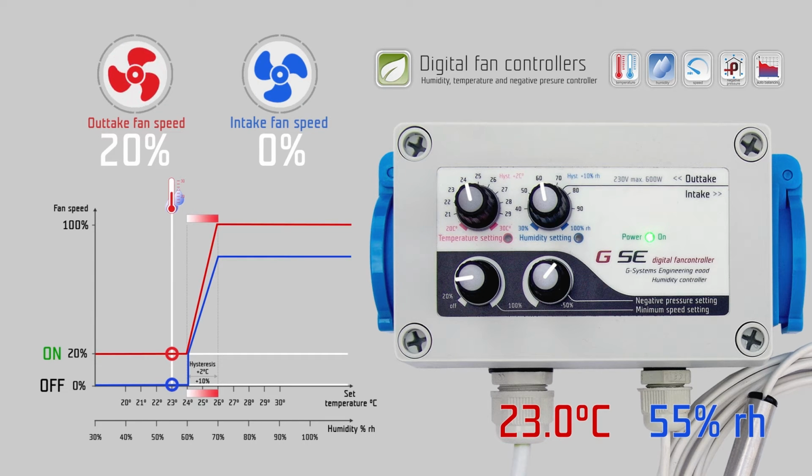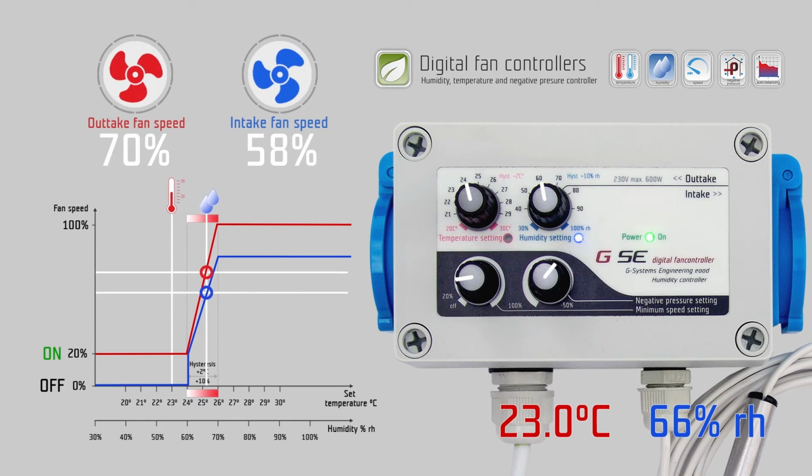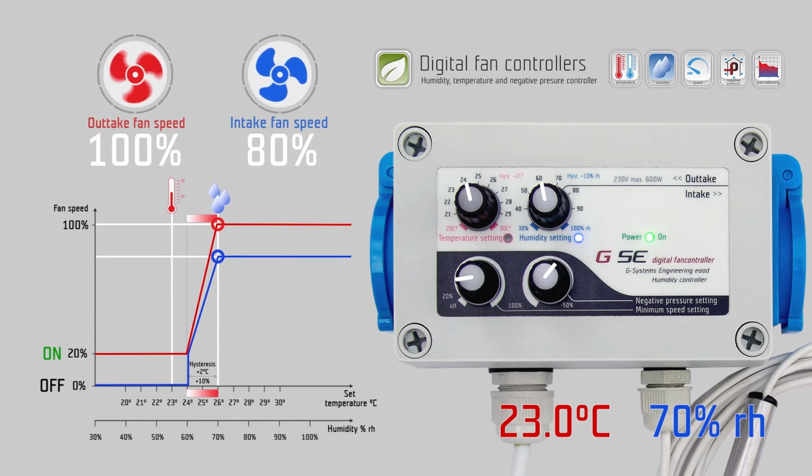The same happens with the humidity hysteresis. In this 10% relative humidity, the fan speed will change from the lowest point given from the minimum speed setting, to the highest point of the regulation, 100% of the fan speed, depending on the measured humidity.